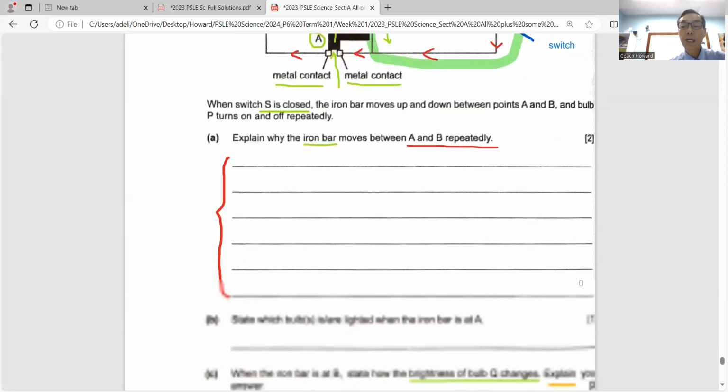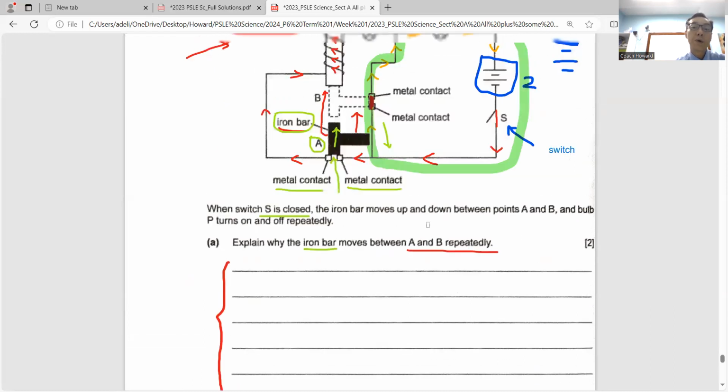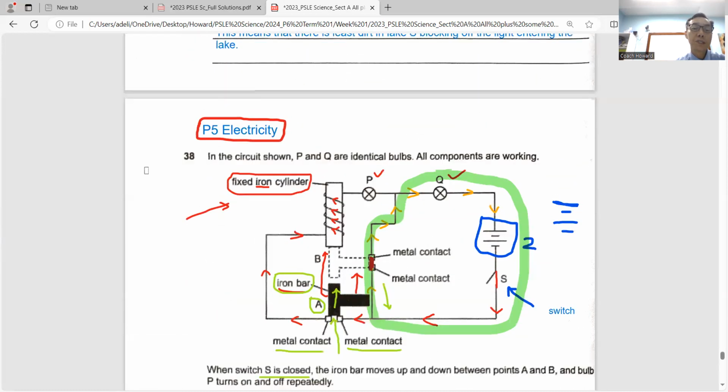So this question is actually quite tricky, and this is the 5-mark question which appeared in the 2023 PSLE examinations. This is the 5-mark question which appeared last year, in the 2023 PSLE examinations. So this is very important.